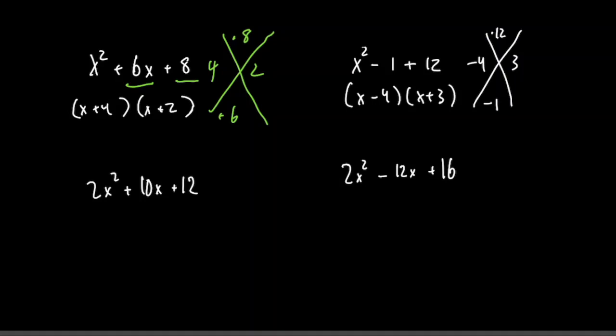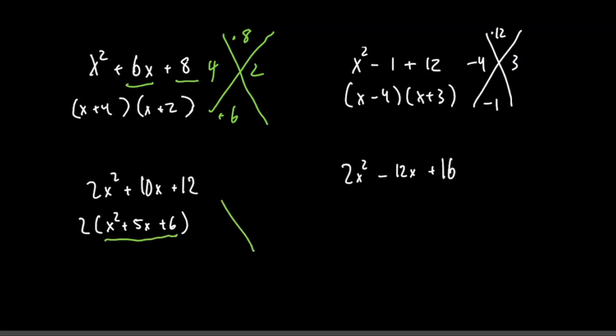So in this expression, we have 2x squared plus 10x plus 12, right? So what we can do is, let's first see if we can factor out a greatest common factor. Since all coefficients are even, we can factor out a 2. So we can do 2 times x squared plus 5x plus 6, right?